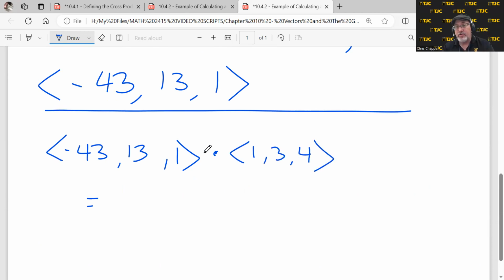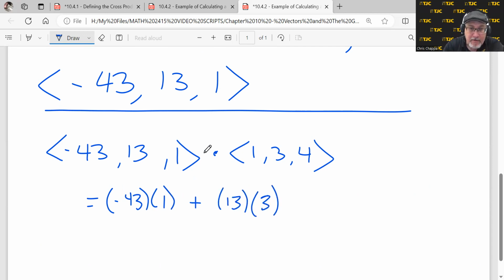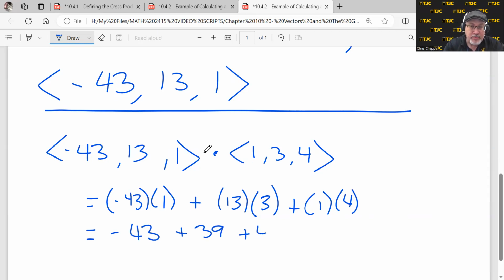Remember how dot product works. It's the sum of the products of corresponding components. The first components in these vectors are negative 43 and 1. The second components are 13 and 3. And the third components are 1 and 4. So we get negative 43 plus 39 plus 4, and surprise, surprise, it did what we expected. It was 0, which means the vectors are orthogonal.